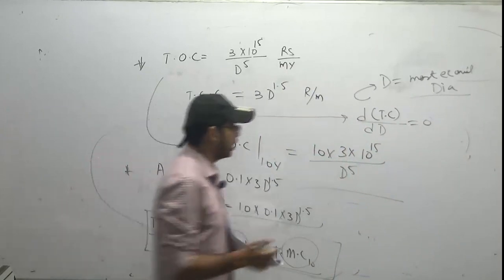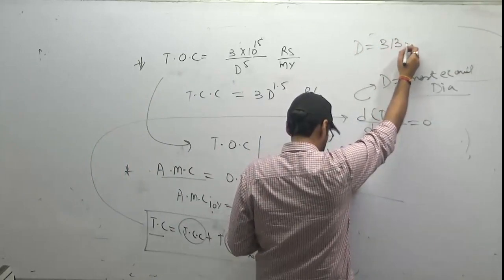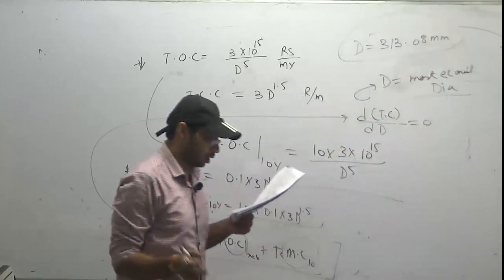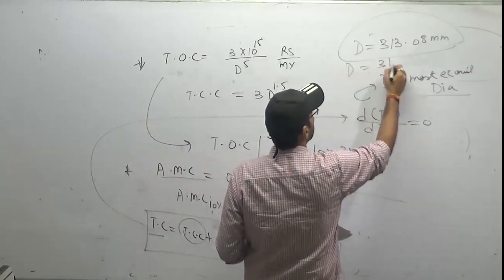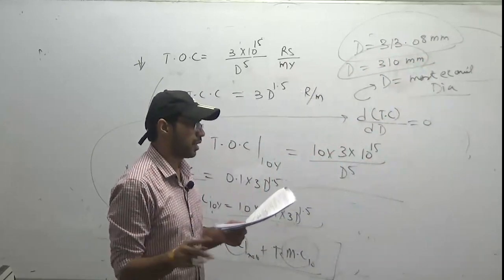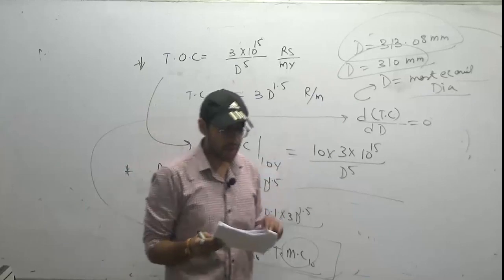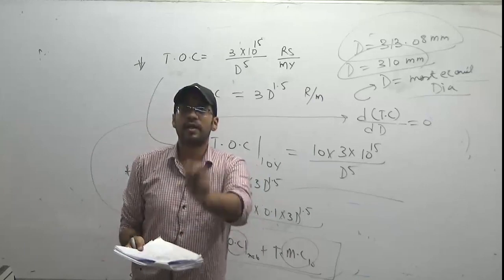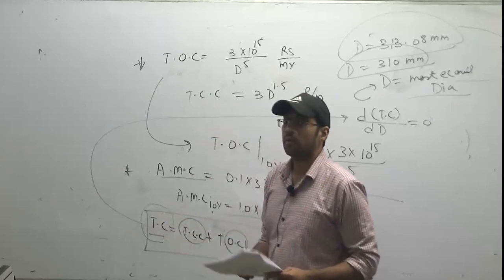And on solving this, what are you getting? I think I am getting the value of diameter equal to 313.08 mm. And they are asking about the nearest multiple of 10 mm. So we can say our answer is 310 mm. Now they have asked you the most economical diameter. With the help of optimization, they can also ask you what is the value of total cost for most economical diameter.